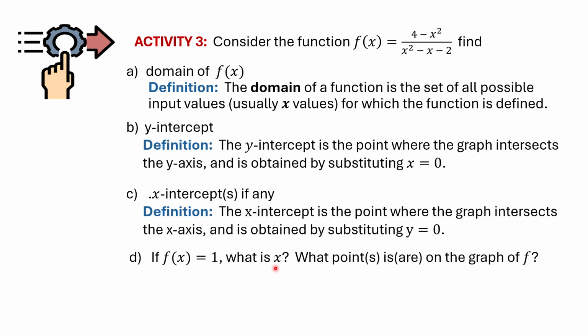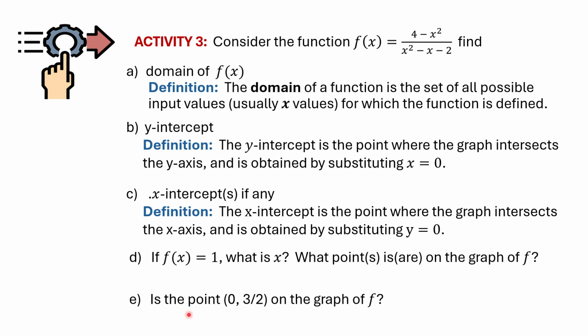After finding x, and the value of y is equal to 1, the next question is, what point or points are on the graph of f of x? The point represents x, y. So whatever the value of x is, and y is equal to 1, that is a point on the graph of f.